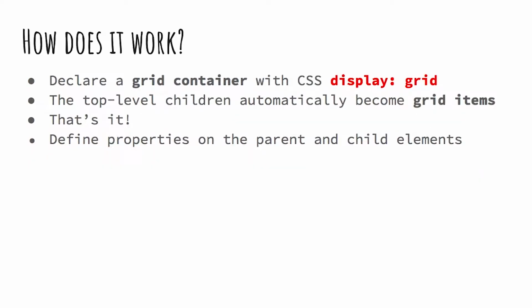So how does it work? Well, all you have to do is declare the CSS property display grid on the grid container to create a grid container, and the top level children will automatically become grid items. And that's it. You can define other properties on the parent and child elements to reposition them or change the track sizes. We'll fully go into all the child and parent properties in this course.